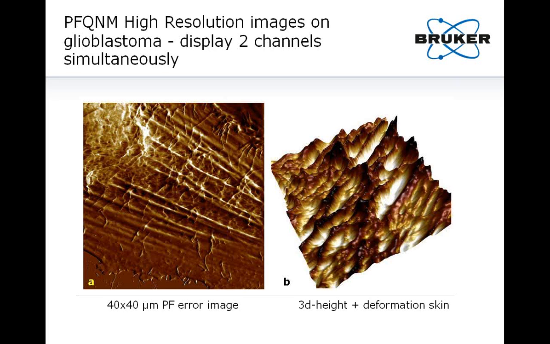So in that case, on the right part of the slide, we displayed the deformation skin on top of the topography. So to make it clear, the cytoskeleton fibers, most likely actin fibers, are dark because they are hard to deform, whereas the portions between the fibers are brighter because they are much softer or easier to deform.